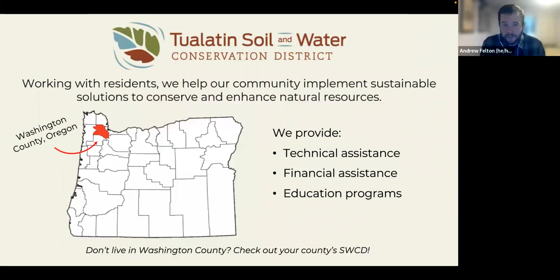Now, I mentioned earlier that I work for a conservation district, and we like to take a minute at the top to talk a little bit about what conservation districts are, because many folks don't know what they are. Conservation districts are what's known as a special district. We're similar to a library or a fire department. But instead of putting out fires or lending books, we help our communities conserve natural resources. Natural resources like soil, water, plants, and wildlife habitat.